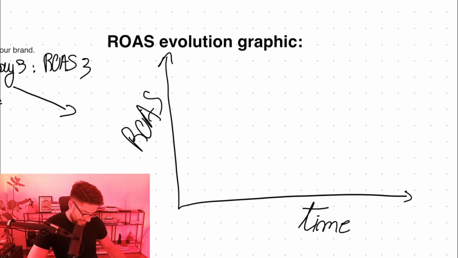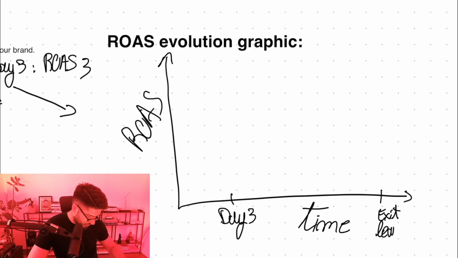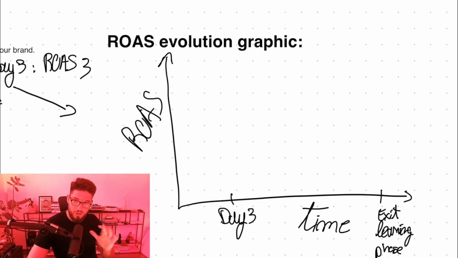So let's say this is day 3, and this is the point where you exit learning phase. Okay, so usually the ROAS is going to be pretty good. Let's say you start here. This is day 3. Actually, it's going to be like 1, 2, 3. So 3 peaks.